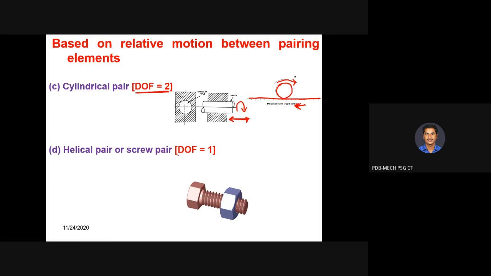Next, the fourth pair is the helical pair. Here it is mentioned that the degrees of freedom is 1. If you consider this bolt as link 1 and the nut as link 2, and you rotate this link 2, that is the nut, in one direction, it rotates and at the same time moves along this side. But you may ask, there are 2 motions, so why are we mentioning it as 1 degree of freedom? Any idea?